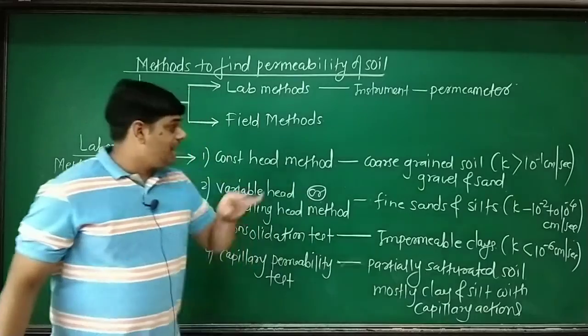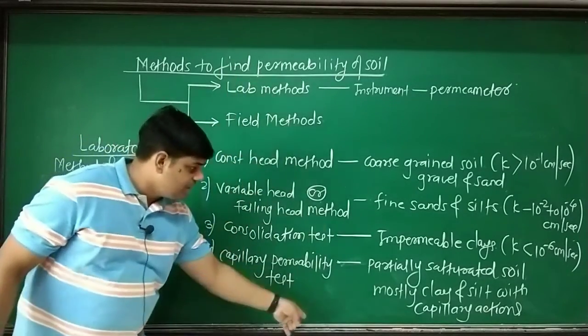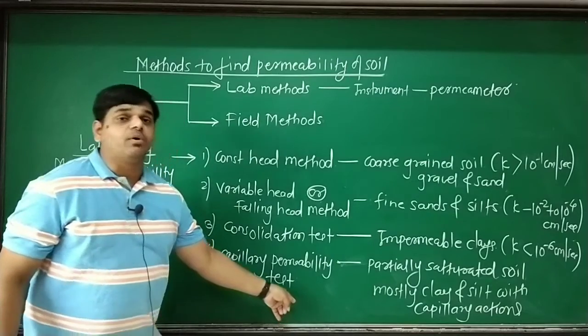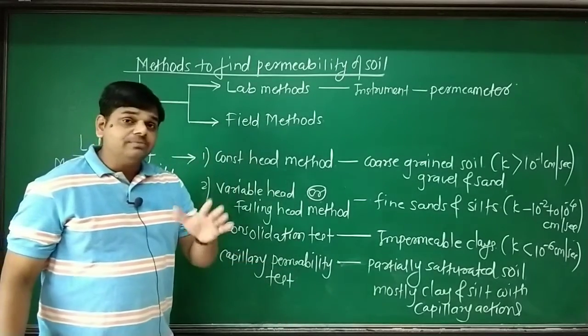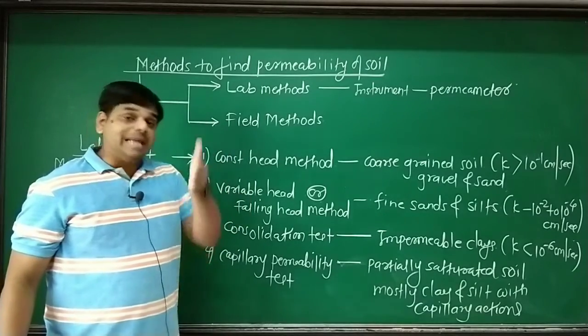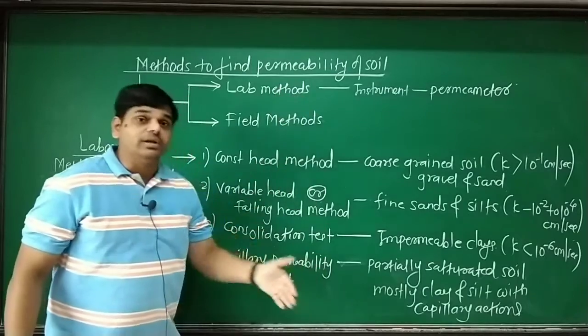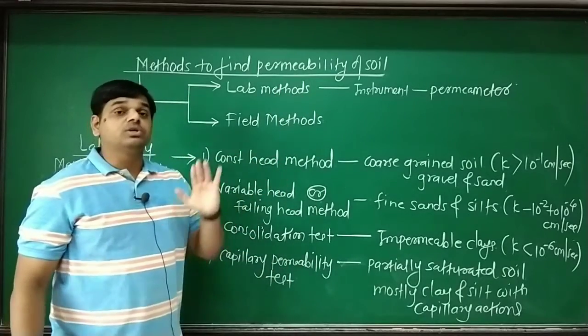Remember, method and suitability are very important for 1 mark questions. All suitabilities and methods are very important. Sometimes the question is to match the pairs. On one side column they provide the name of the method, and on the right side column they provide the type of soil. You have to match the pairs according to the suitability.